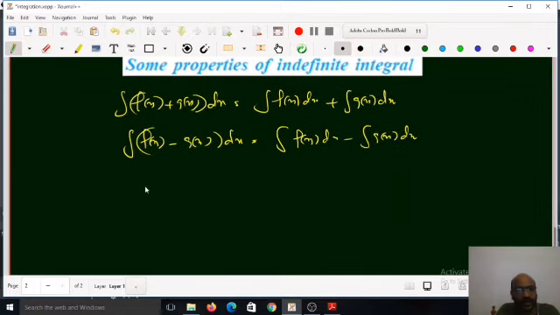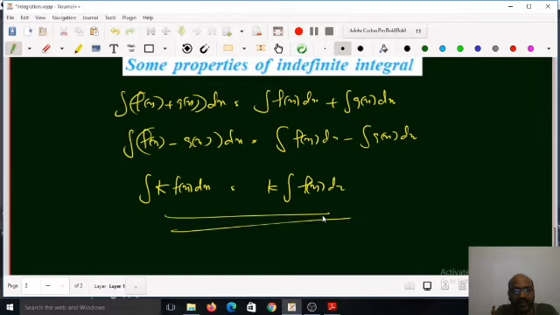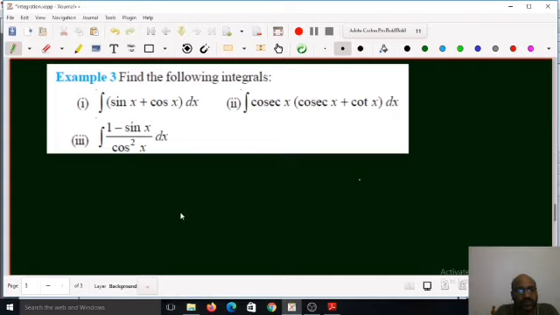Okay. Now integration of k into f of x dx. K into f of x is equal to k into integration of f of x dx. These are the three important properties. By using these properties and that 14 standard results, we can do lots of questions. Okay. Now we can do some problems.